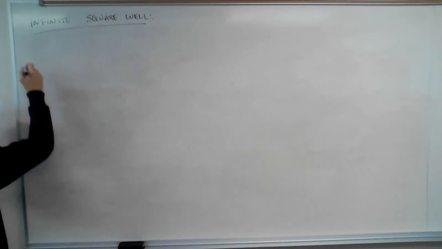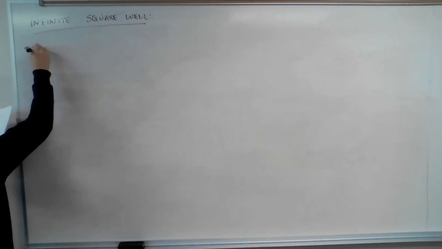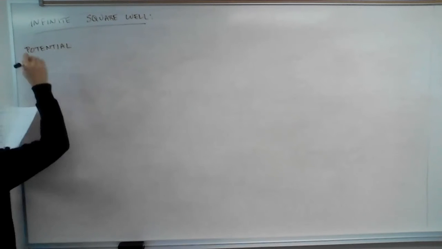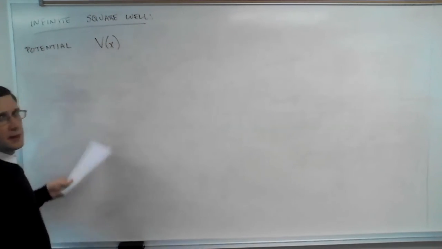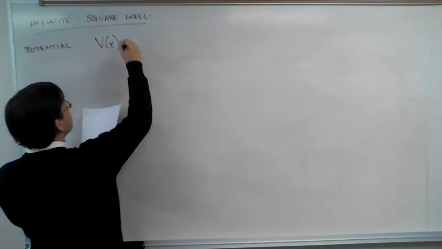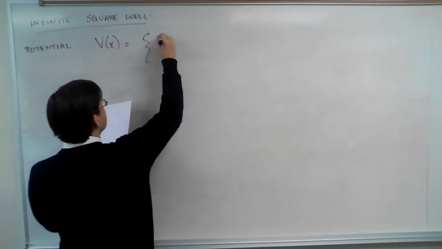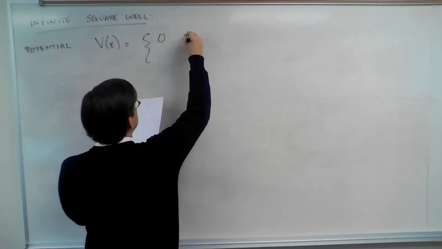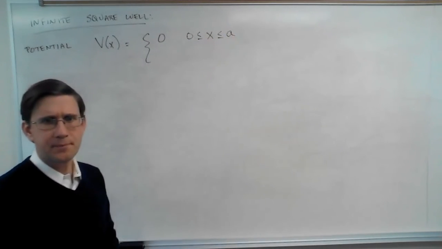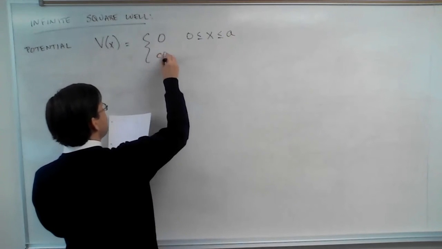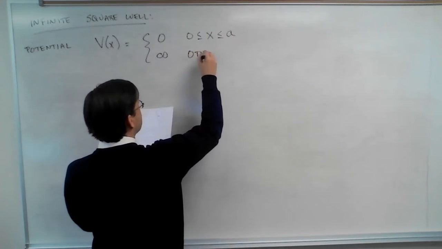And so the potential, the shape of the box if you prefer, is given by V of x equals 0 when 0 is less than or equal to x, which is less than or equal to a. And the potential is infinite otherwise.